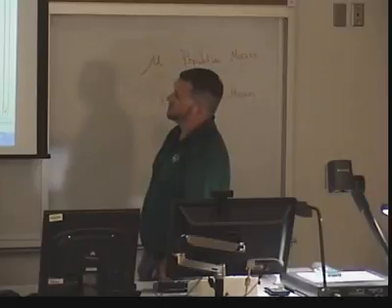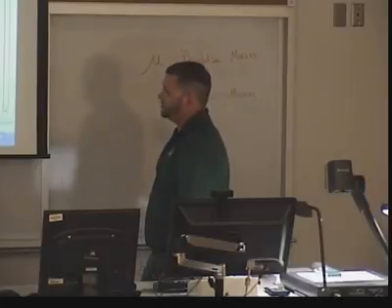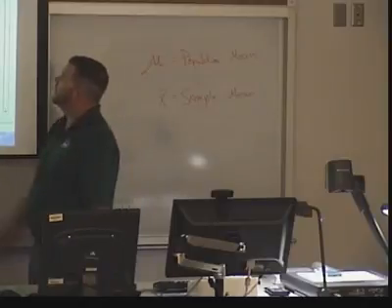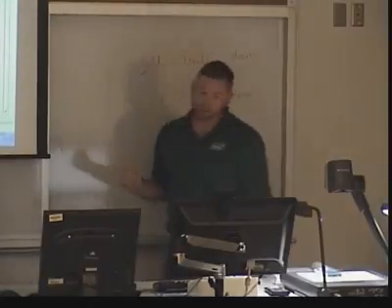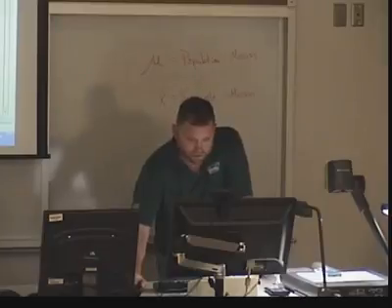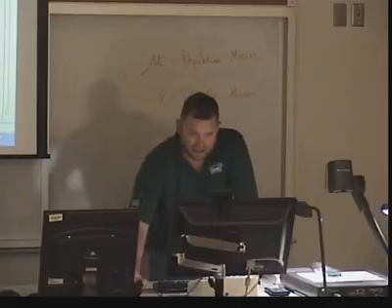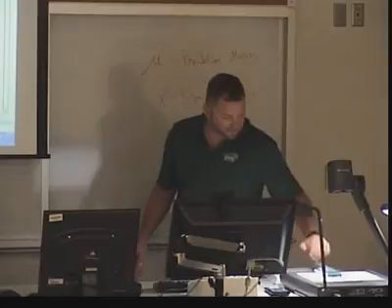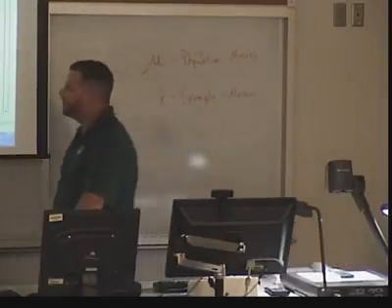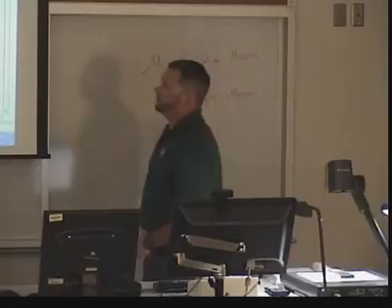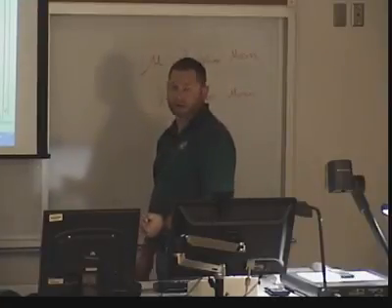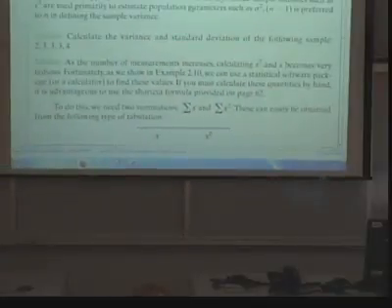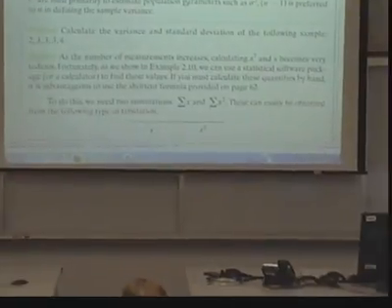Since sample statistics such as S squared are used primarily to estimate population parameters such as sigma squared, n minus 1 is preferred to n in defining the sample variance. So let's calculate the variance and standard deviation of the following sample. Okay? So let's do it by hand, and then I'll show you how to do it in your calculator. And I'm going to do it using both formulas. So first I'm going to do it using the long formula.